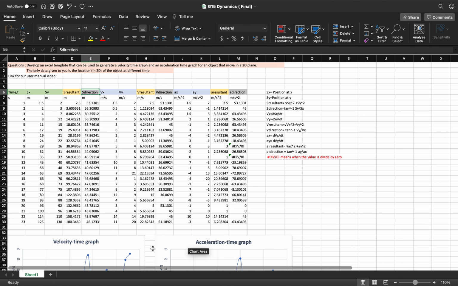Today we are going to explain our Excel template using this user manual video. Before that, as you can see, here is a table that we are going to use to generate a velocity-time graph and an acceleration-time graph for an object that moves in a 2D plane.